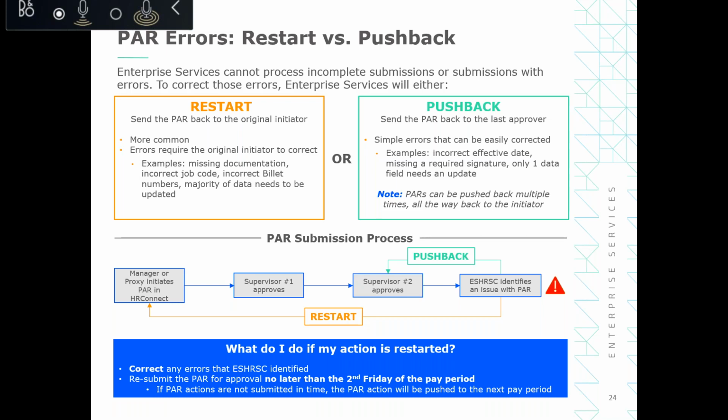Actions that are pushed back or restarted may impact the timeline for processing. You should resubmit your PAR for approval no later than the second Friday of the pay period. If a PAR action is not submitted in time, it will be pushed to the next pay period. So again, this drives home that point. The more complete and accurate it is when you initially submit it to us, the quicker we're going to be able to take care of it, and we can guarantee that the effective date will be honored.